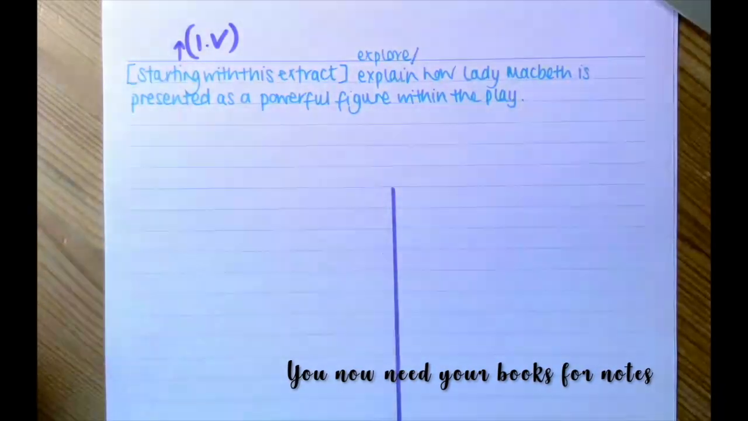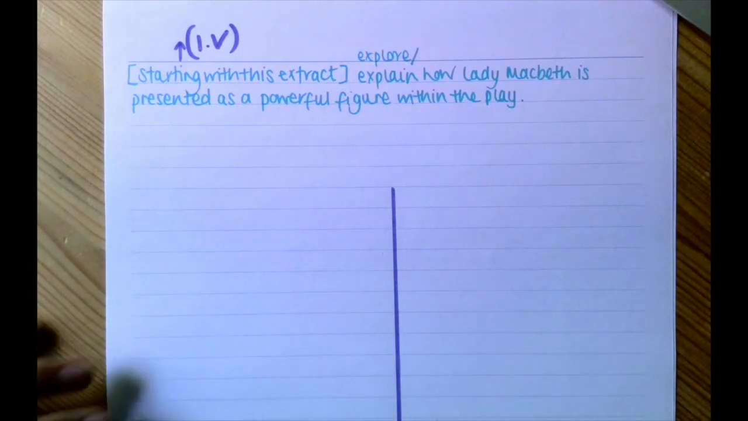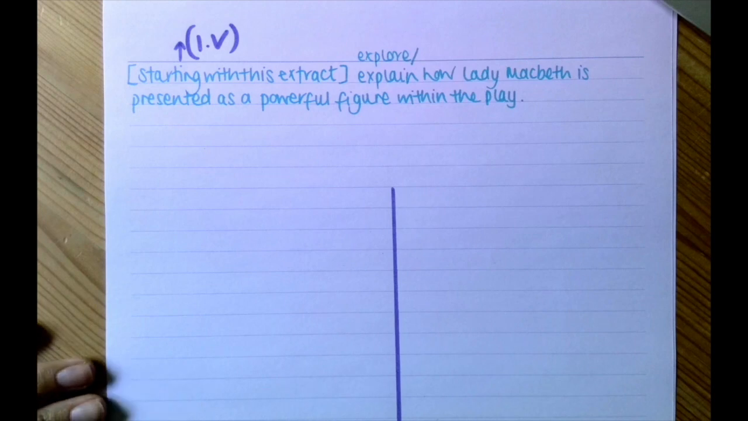Okay, so for the first part of this lesson today, we're going to look at a question that you could potentially get on the exam paper for Macbeth. So this would be Literature Paper 1, and this would be the first question, from your Section A. Now, what you need to be really, really careful of is looking at what the question actually is.